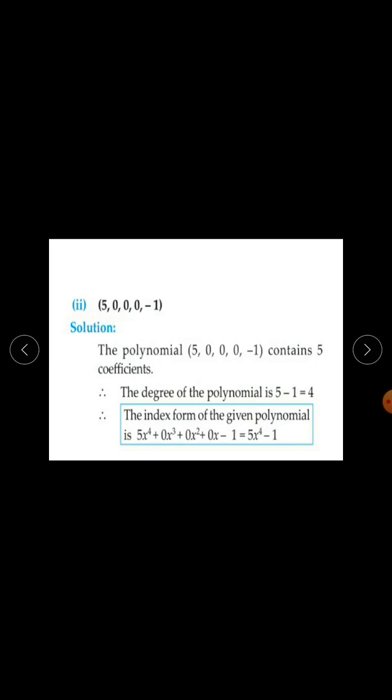So, 5x raised to power 4 plus 0x cube plus 0x square plus 0x minus 1 equal to 5x raised to power 4 minus 1, because 0x cube means 0, 0x square is also 0, 0 into x is also 0. Therefore, the index form of the given polynomial is 5x raised to power 4 plus 0x cube plus 0x square plus 0x minus 1 equal to 5x raised to power 4 minus 1. Students, third sub question is homework.